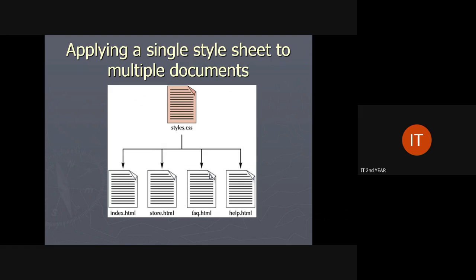This is an example of applying a single style sheet to multiple documents. We are creating a style sheet named styles.css. CSS files are saved with the extension .css, and we can create many HTML documents. For example, on the screen we can see that there are 4 HTML documents. Using a single CSS, we can make modifications in all 4 HTML documents. That is, using styles.css, we can apply various styles to all these HTML documents.